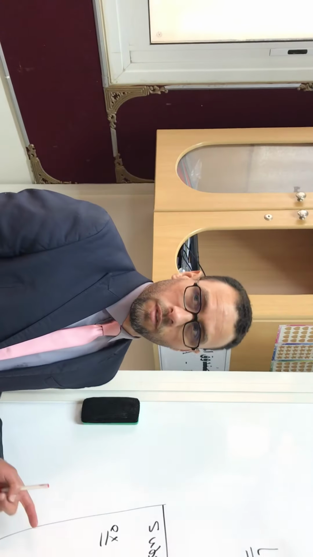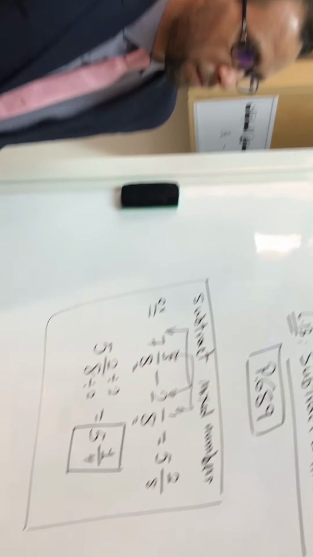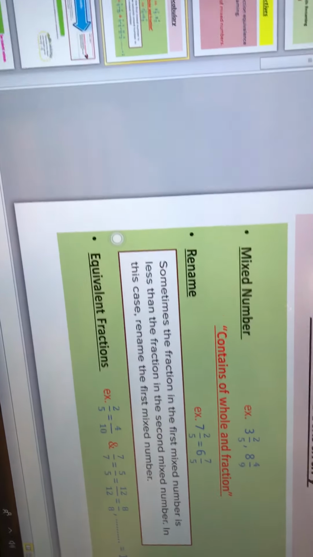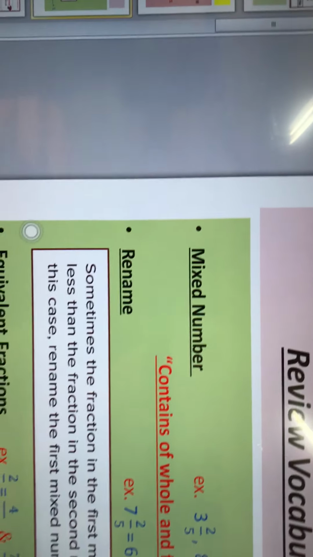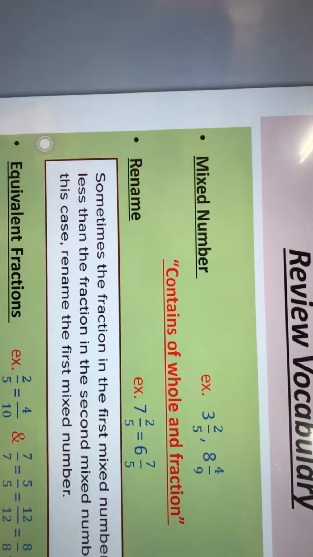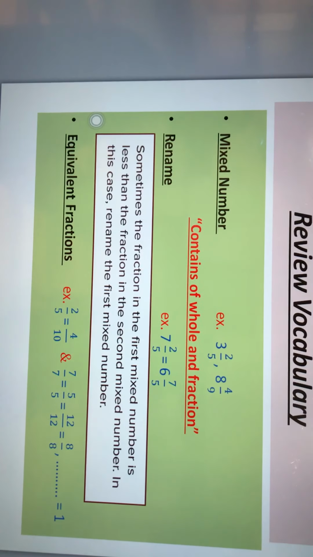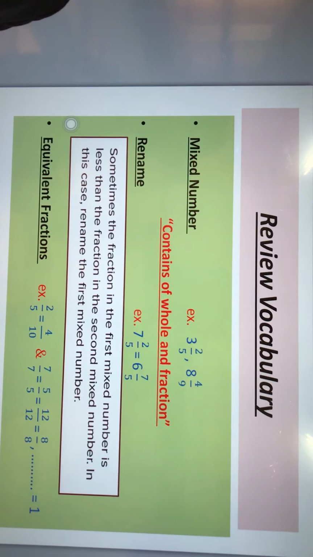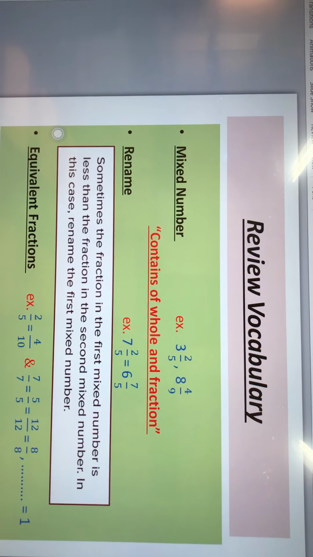This we studied before, how to subtract mixed numbers. Okay. Now back to our lesson about the vocabulary. We know what a mixed number is. Now we rename. Rename means we change the number to another one. For example, 7 and 2 out of 5 will be 6 and 7 out of 5. Okay. How will it be like this? We'll learn it later, not now.